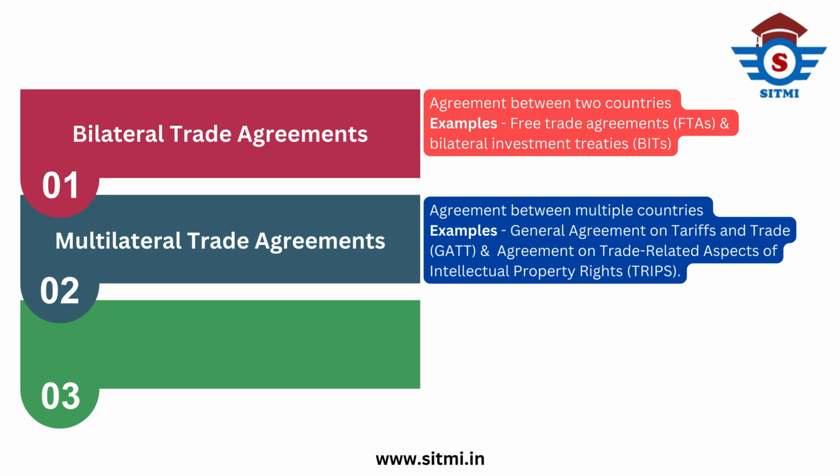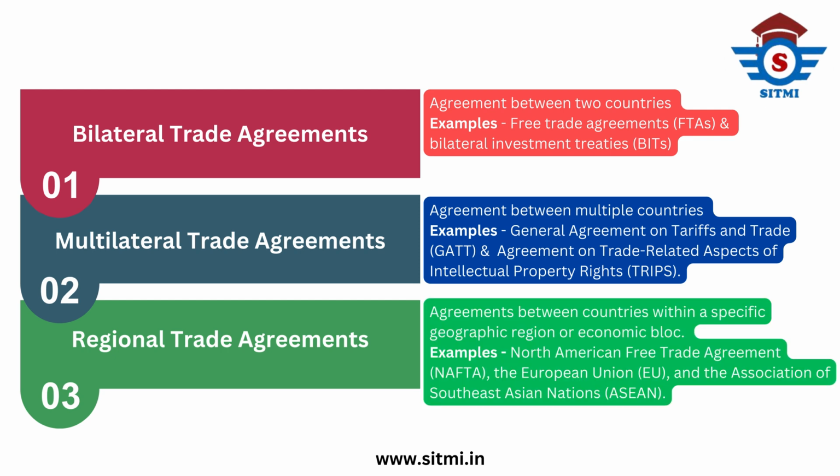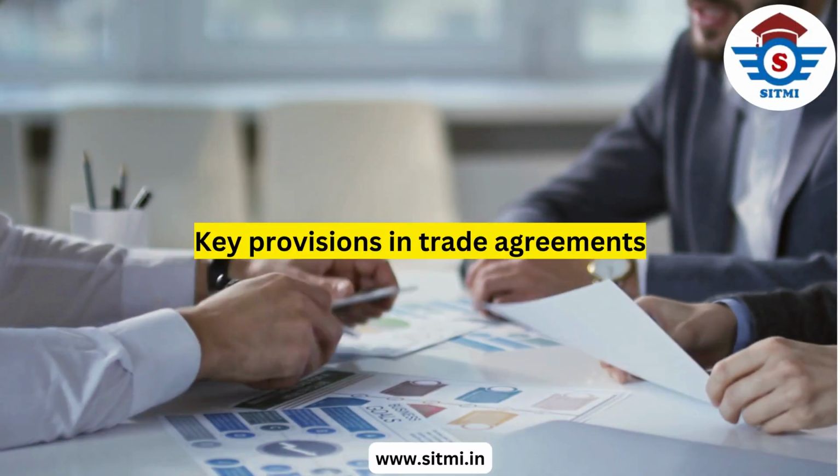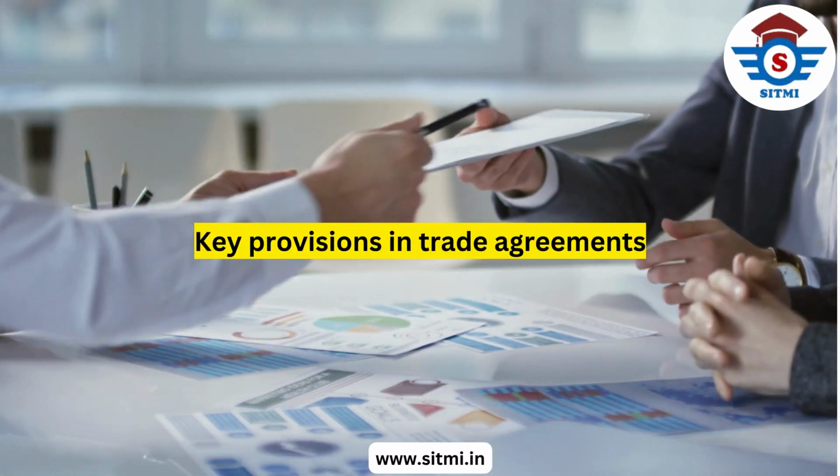And the last one is regional trade agreements. These are agreements between countries within a specific geographic region or economic bloc. Examples include the North American Free Trade Agreement, NAFTA, the European Union, EU, and the Association of Southeast Asian Nations, ASEAN.